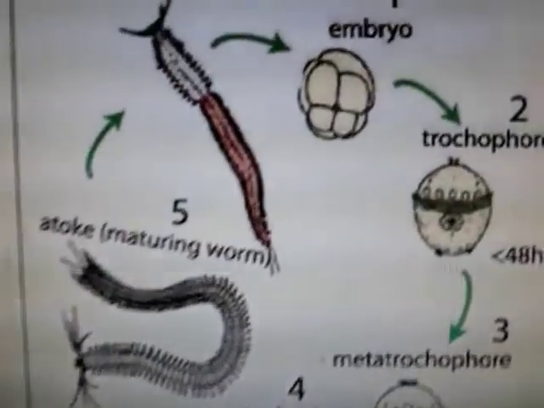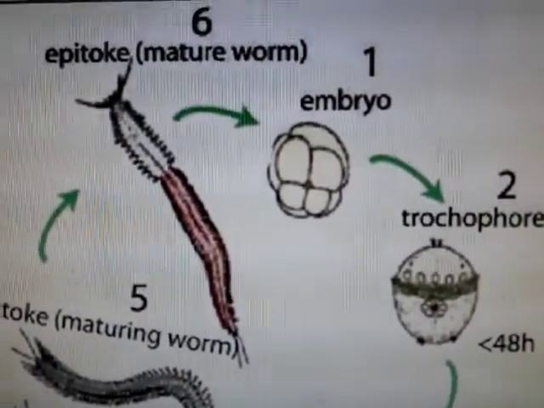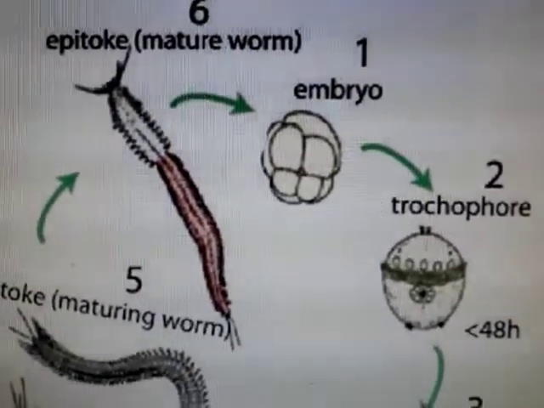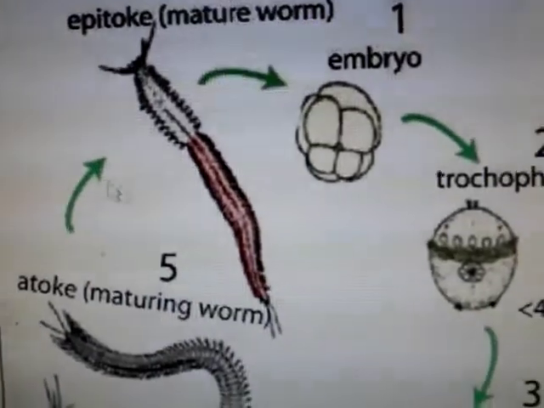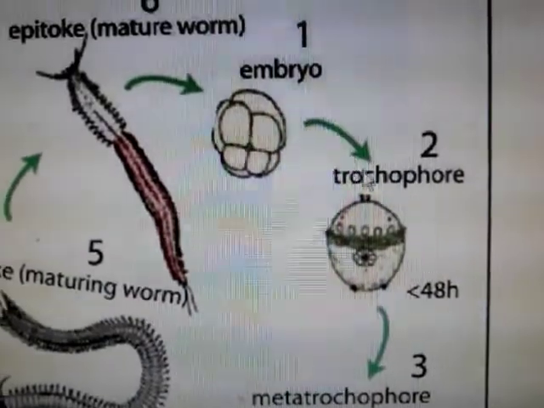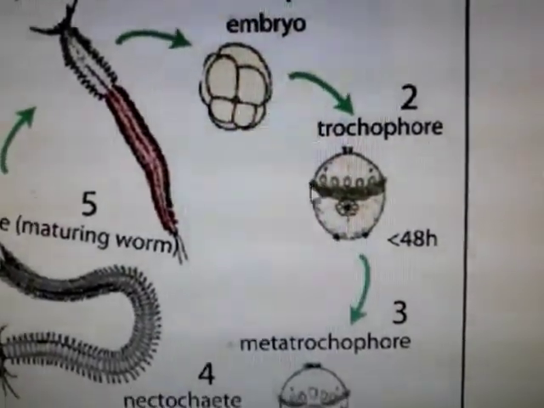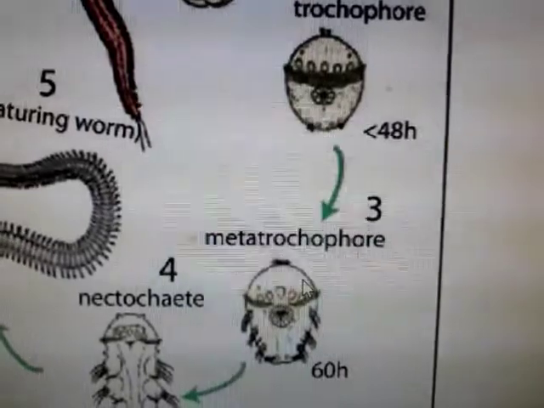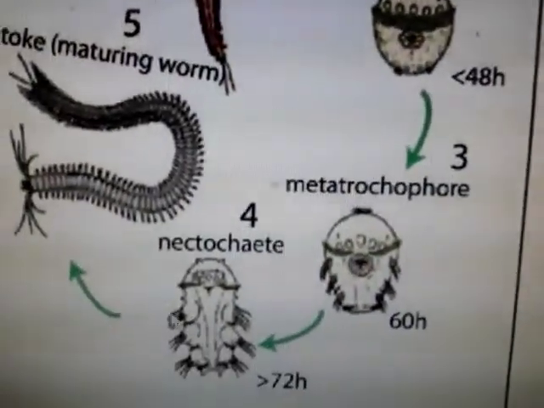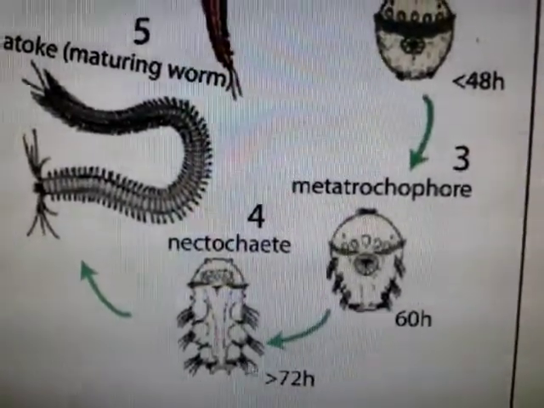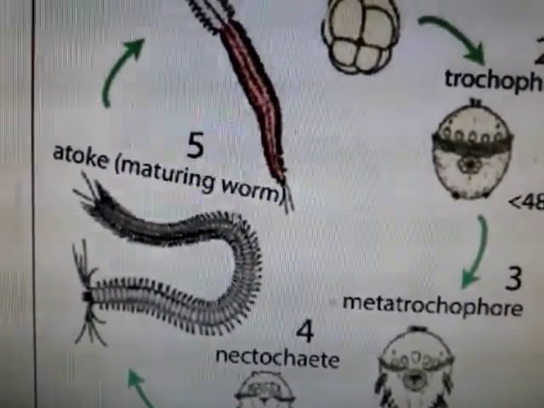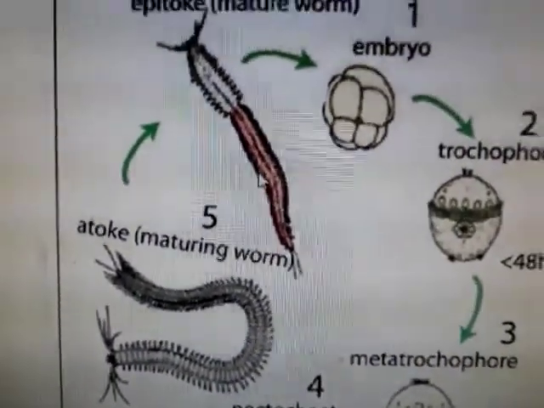Annelida. It is an example of Polychaeta, Annelida. Adult, then embryo is developed, then trochophore larva, metatrochophore, 48 hours, 60 hours, 72 hours, and then it develops into a maturing worm and then a mature worm.